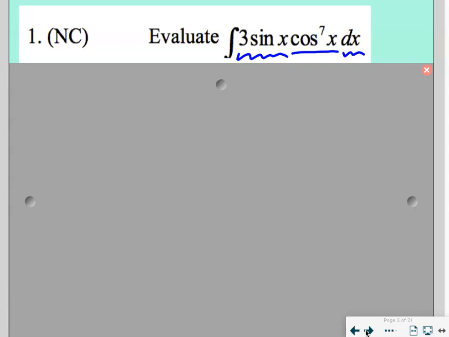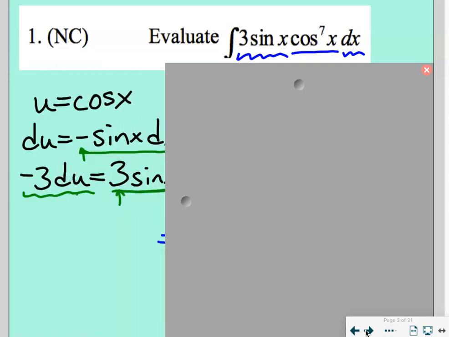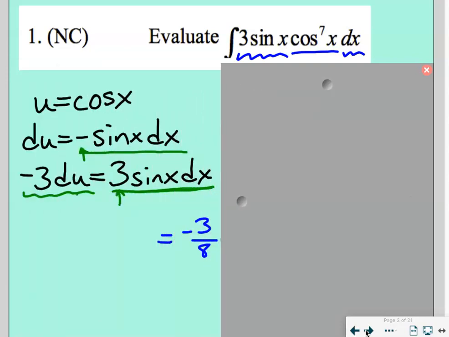What's the derivative of cosine? Negative sine. Those positives and negatives cost you guys a lot of points. So you've got to be so careful with your positives and negatives. All right? Okay, so your u is cosine, your du is negative sine. I personally like to make it look like it's supposed to look, so I multiply both sides by -3.